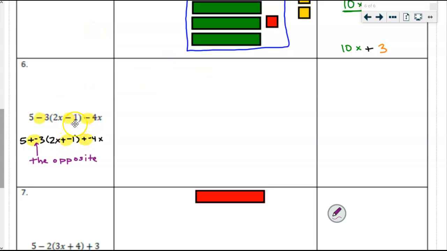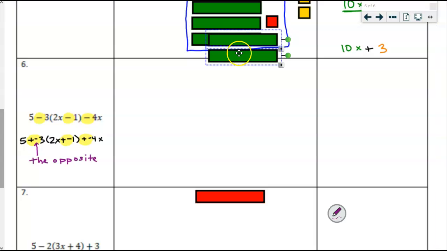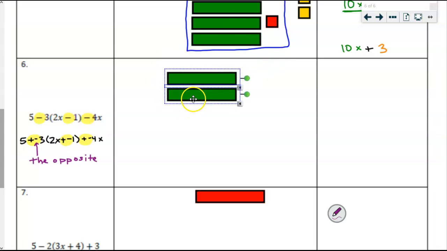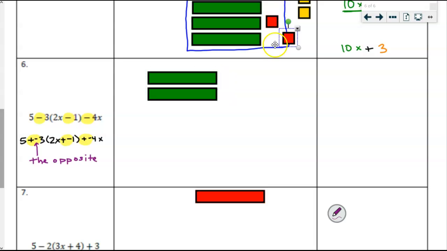All right. Great start on this one. We're starting with our group, which means in a group, I'm going to have 2 x tiles and a negative unit tile. 2x plus a negative 1. That's in a group.